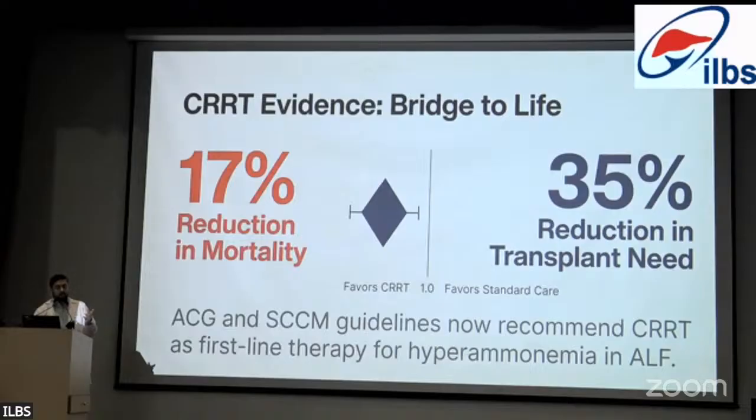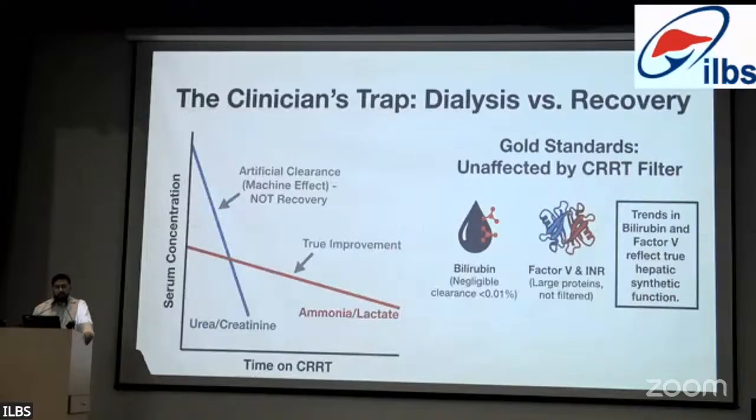Because of this literature, the American College of Gastroenterology and critical care guidelines have now recommended CRRT as first-line therapy for hyperammonemia in ALF. But we need to avoid the clinician drop. This is the line of artificial clearance of urea and creatinine, and this should be the true improvement. So we need to take into account that CRRT is being used.